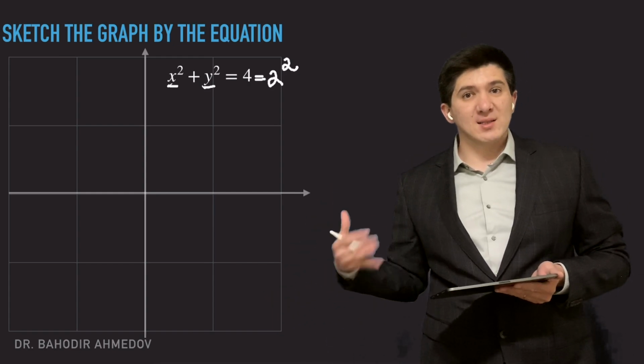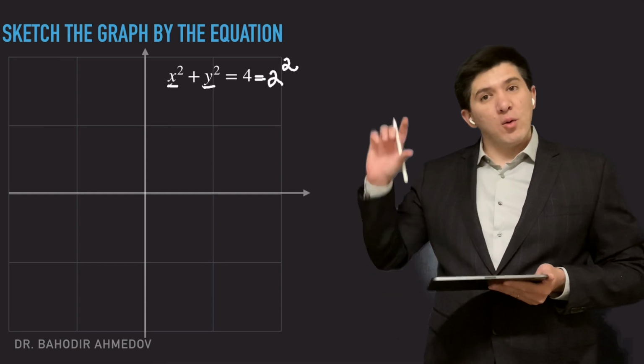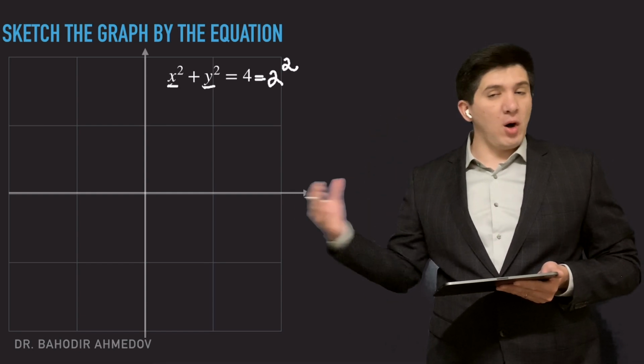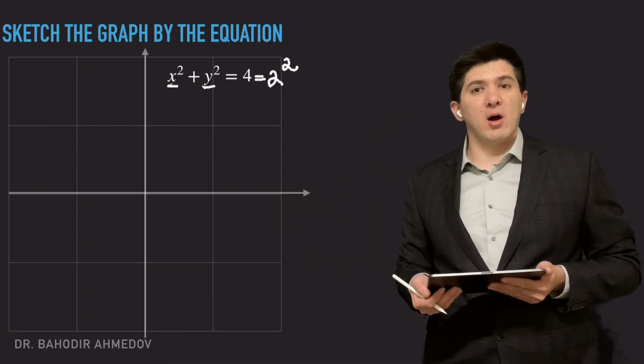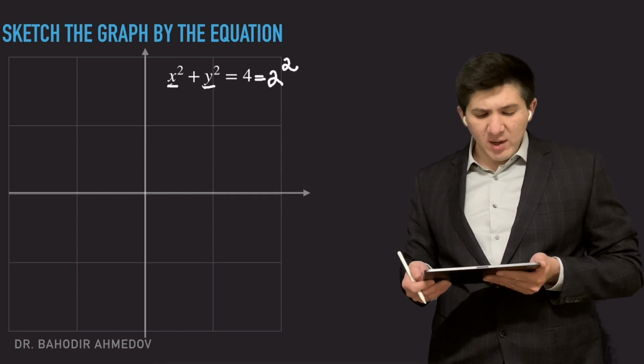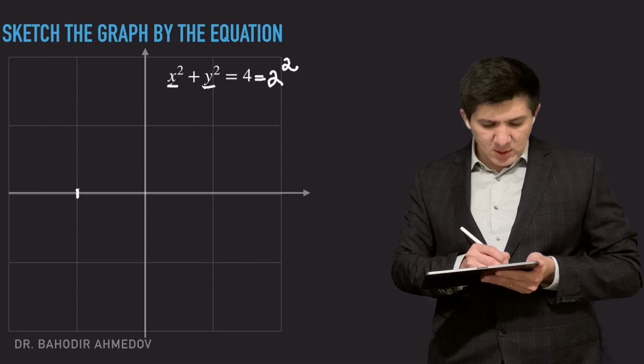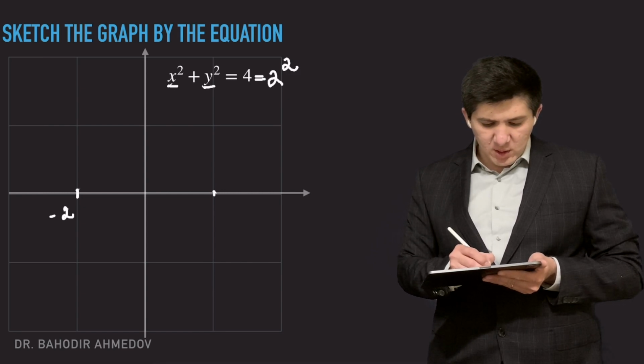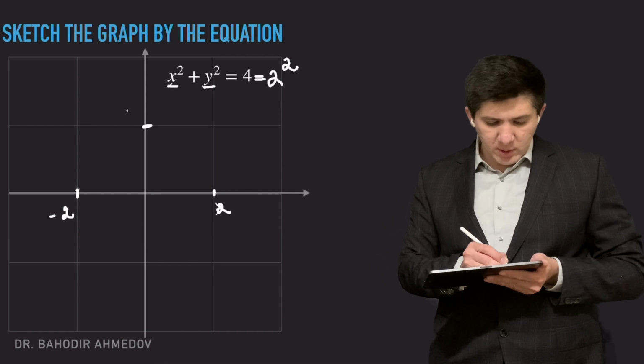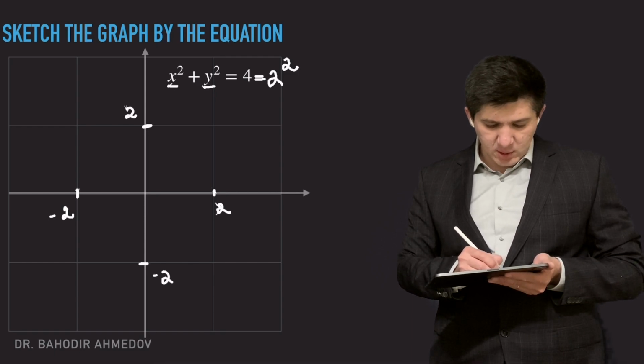So this 4 is essentially the square of the radius, or the distance between all of the points and the center of a circle. In this case, the radius is equal to 2, so that's why I'm going to draw this in this way. Let's say this point is minus 2, this point is 2, this point is 2, and this point is minus 2.